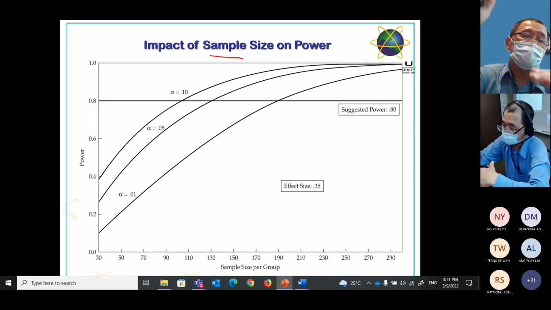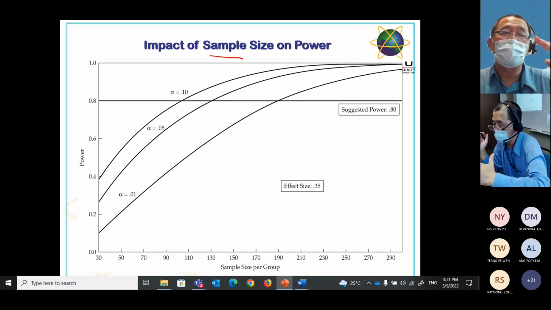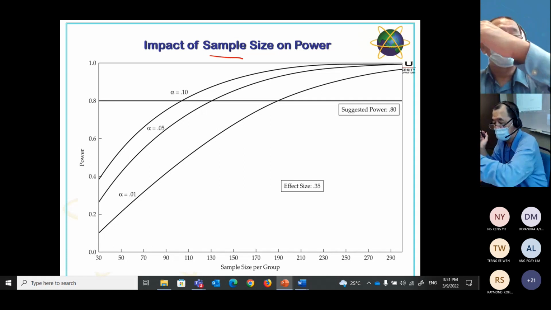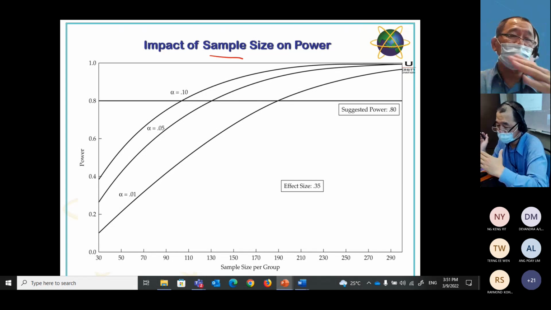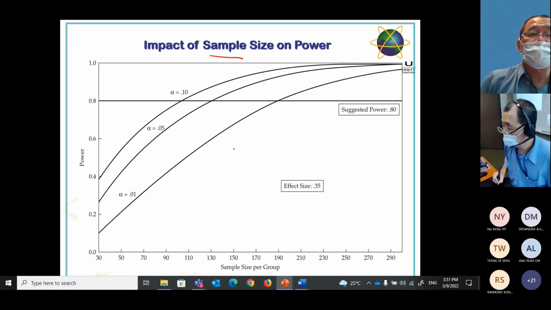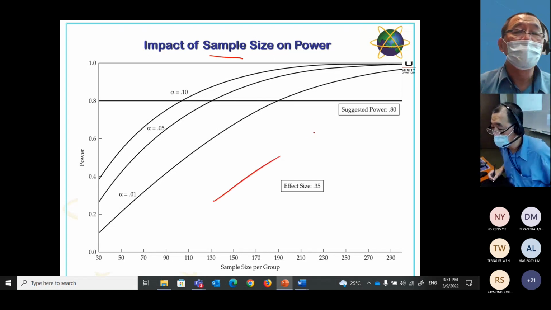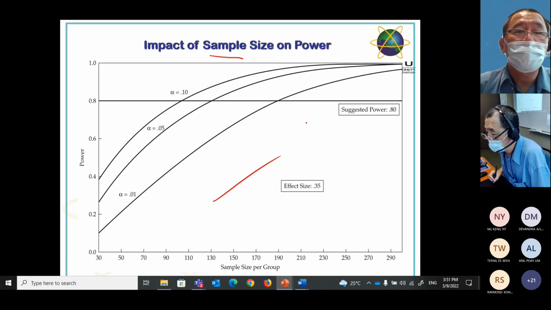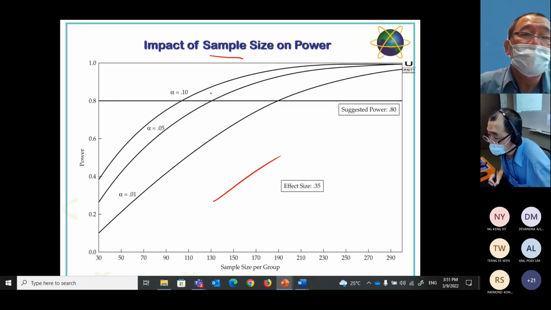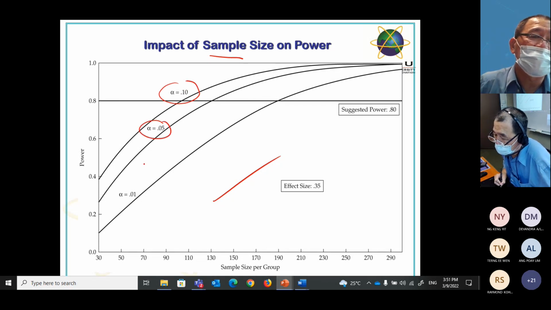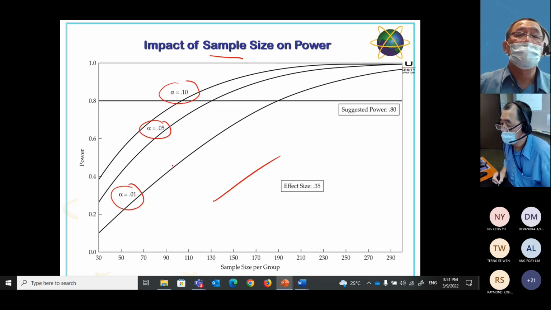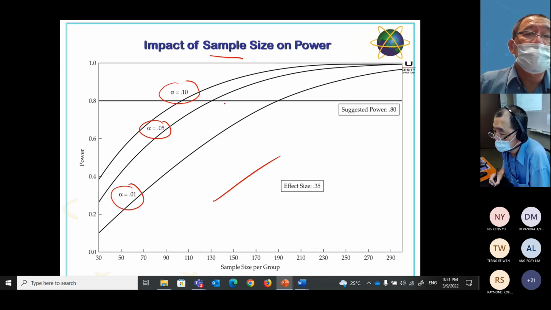Therefore, as we mentioned just now, when the sample size increases, the power also increases, but not linearly. Okay, it increases but not linearly. Linear means a straight line, but now it's not. Then we see alpha 0.1, 10%, 5%, and also 1%.